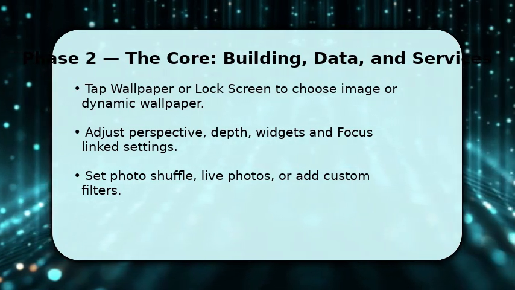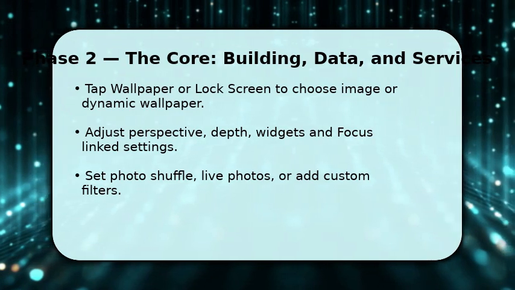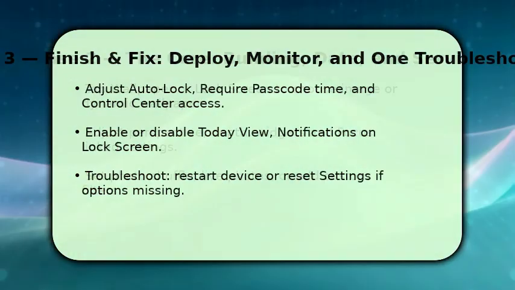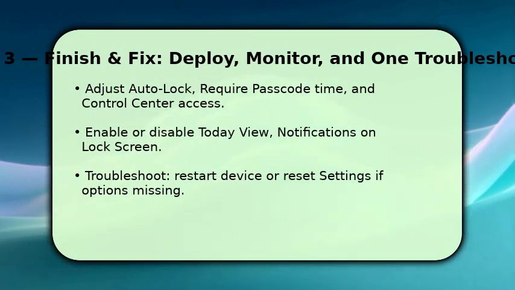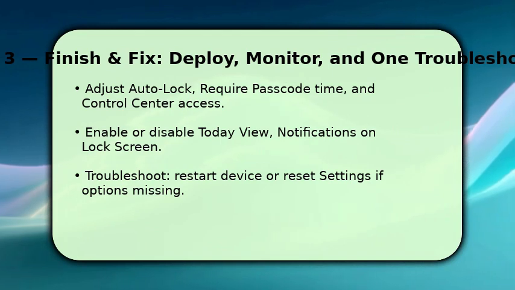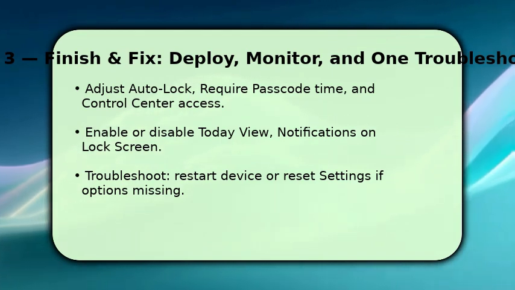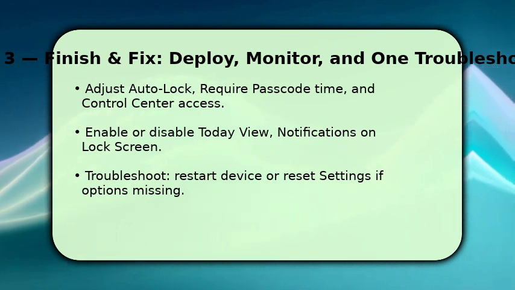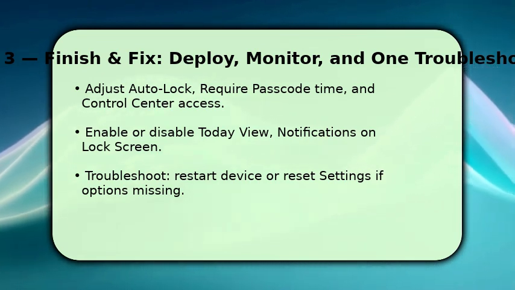Finish by tuning security and access. Go to Face ID and passcode to change Require passcode timing or Control Center access on the lock screen. Choose whether notifications show previews and whether Today View is accessible from the lock screen. These control privacy. If options don't appear, restart the iPhone first.